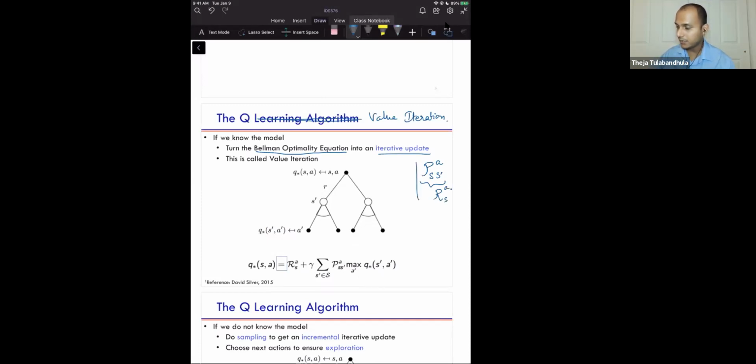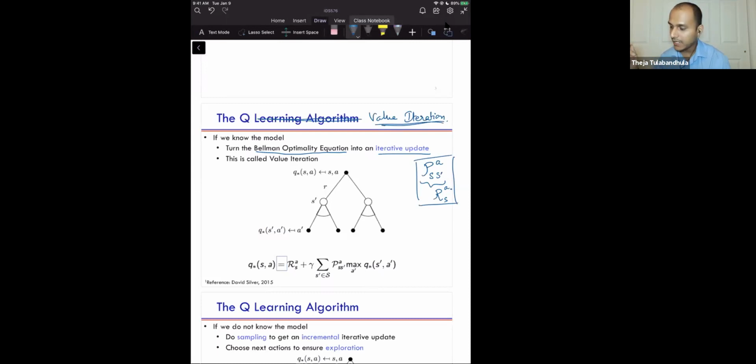So if you already have access to the model, one of the algorithms you would use is called value iteration. You can do value iteration with just the state value functions, which, recall, were just functions of the state. For each state, there would be a number which says how good the state is. But Q value iteration is just value iteration which uses the state action value functions.